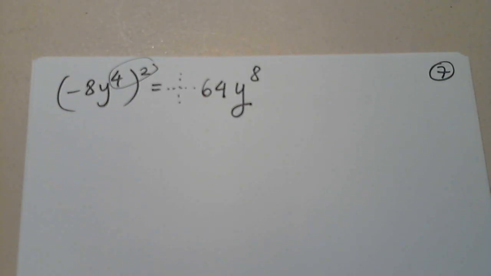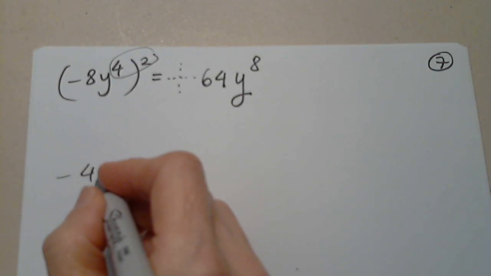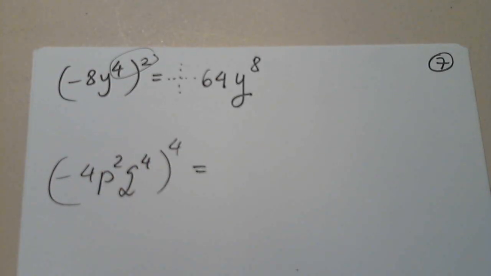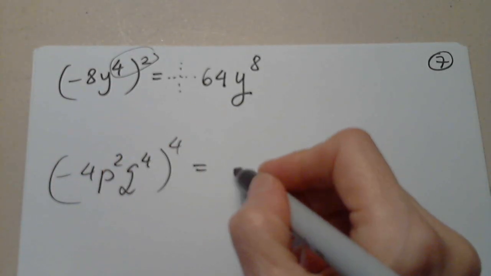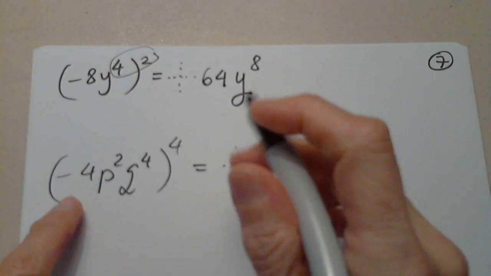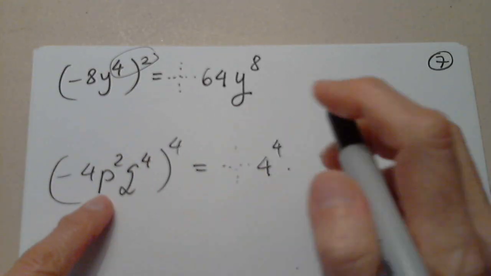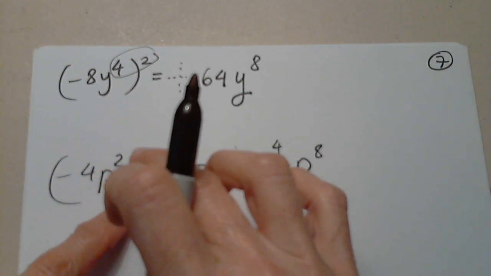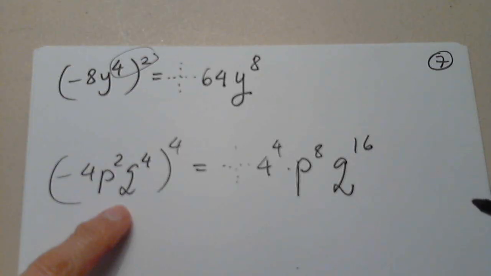This is all the same, but there are several factors in there. Let's do this one too. Negative 4, p squared, q to the fourth, everything to the fourth. Carefully and slowly. Negative 1 to the fourth power, positive. 4 to the fourth power. P squared to the fourth: copy the base, multiply the exponents. Q to the fourth: copy the base, multiply the exponents.